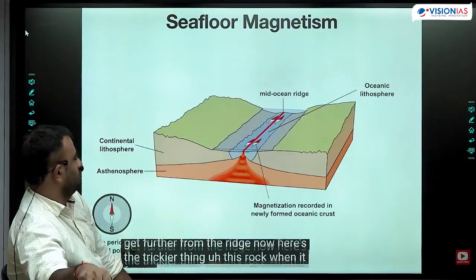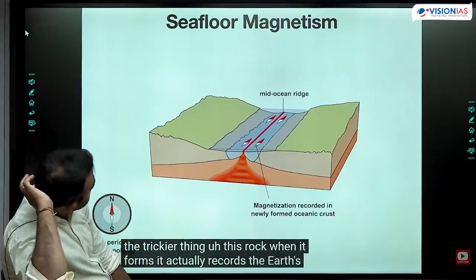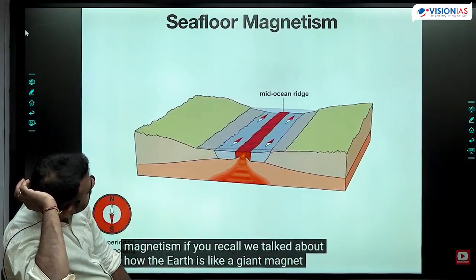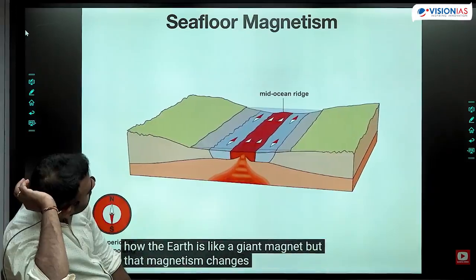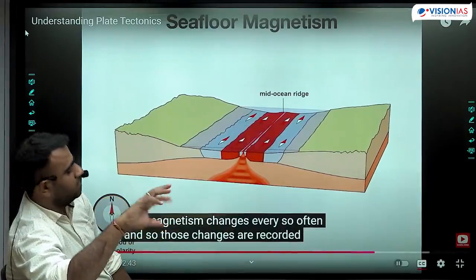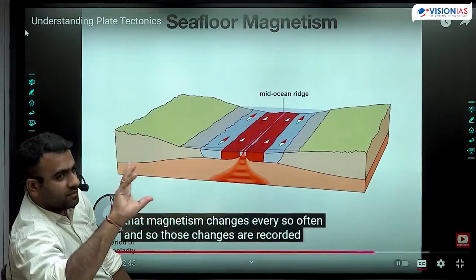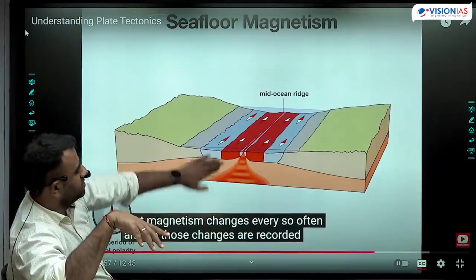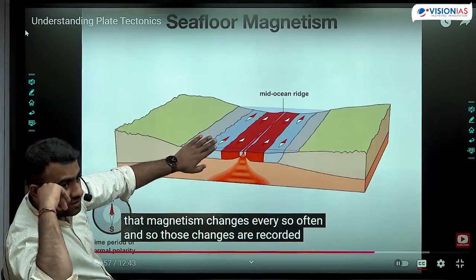This rock, when it forms, it actually records the Earth's magnetism. If you recall, we talked about how the Earth is like a giant magnet. But that magnetism changes every so often. And so those changes are recorded. It depends upon the reversal of Earth's magnetic field. We'll talk about geomagnetism also. Okay, then you will understand. Because Earth's magnetic field gets reversed once in a while.